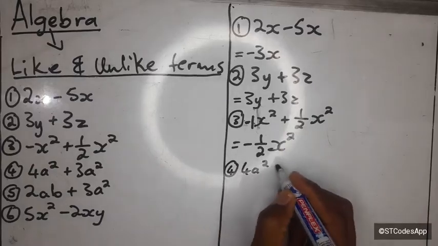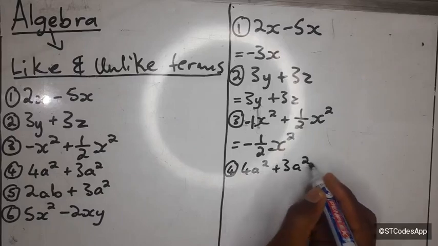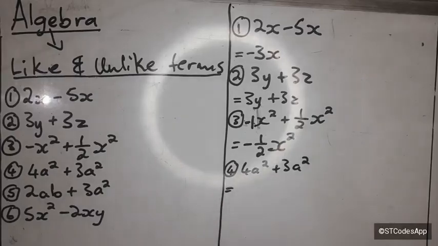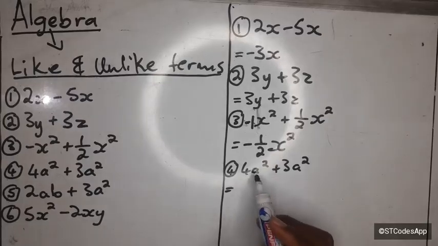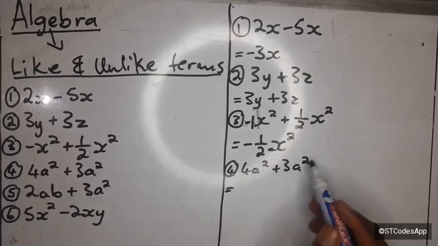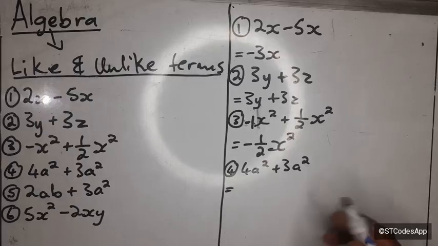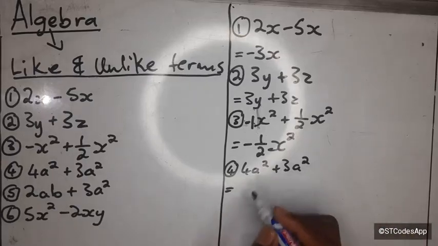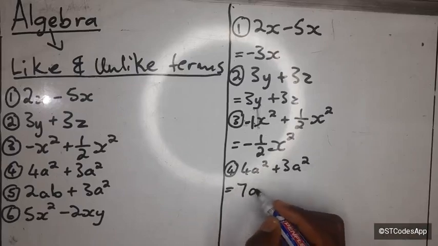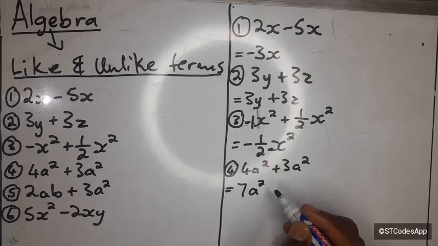4a squared plus 3a squared. Are these two terms like terms? Well, yes, this ends with an a squared, that ends with an a squared. So again, deal with the numbers if you conclude that they are like terms. What is 4 plus 3? It is 7. Then bring back your variable, just like that.